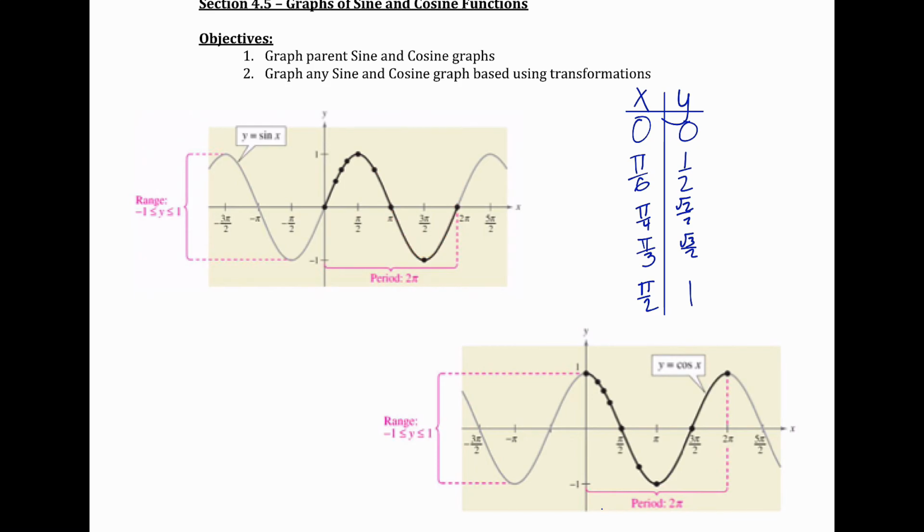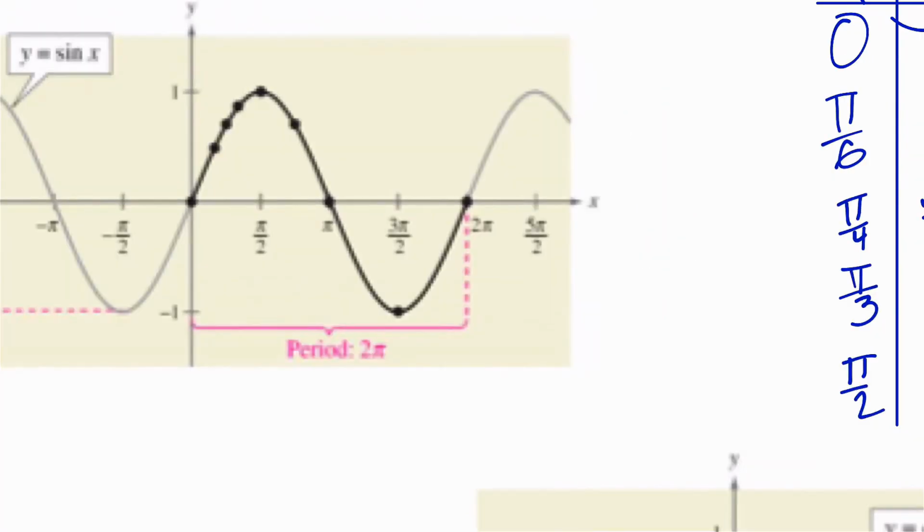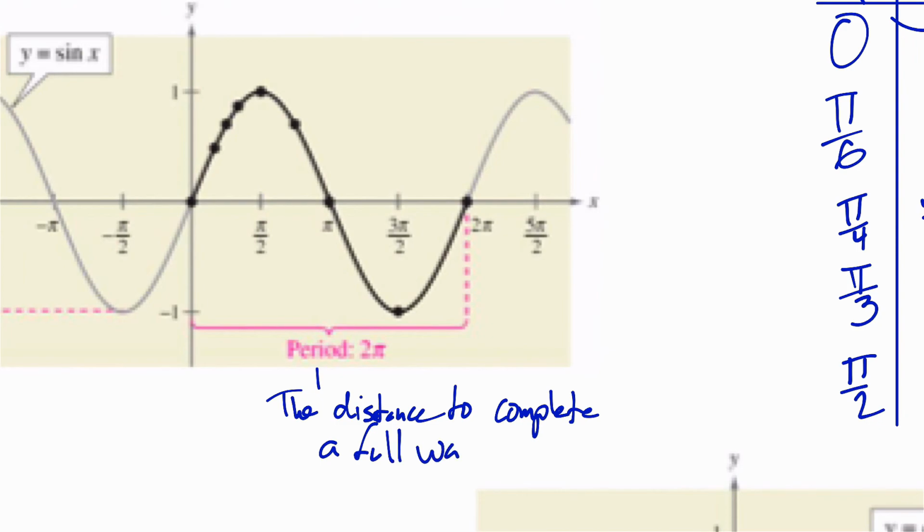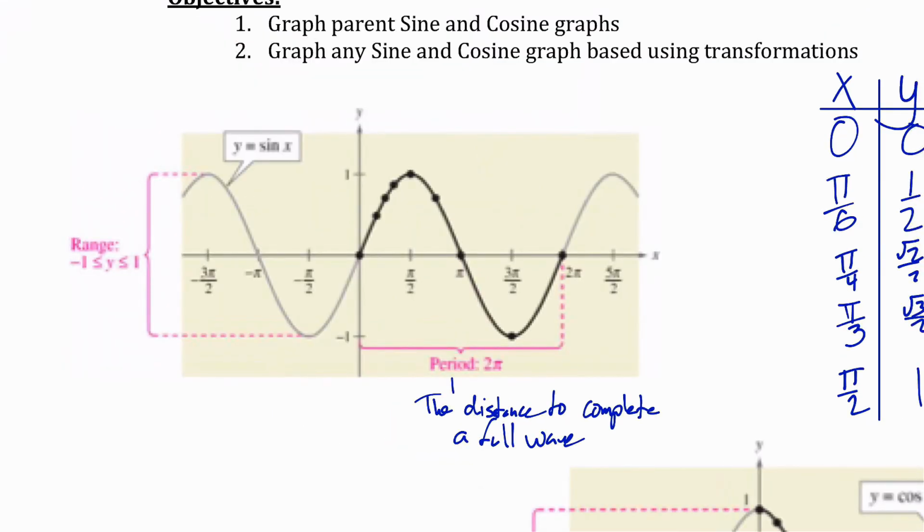Now, when we're talking about the period of a wave, that's just the time or the distance it takes to complete the full wave. Or in other words, the distance it takes for it to repeat. Now the range in this one, we've talked about this a little in the past. It goes from -1 to +1. The highest sine you're ever going to get is +1. The lowest sine you're going to get is -1.